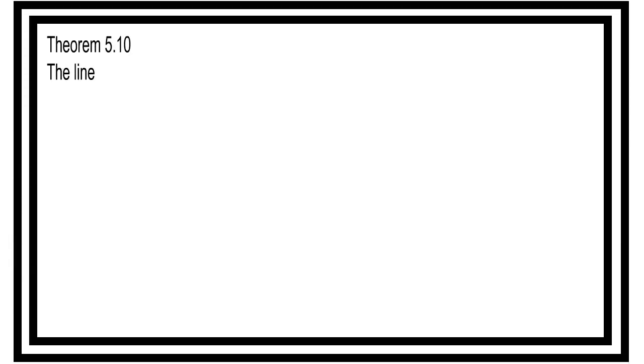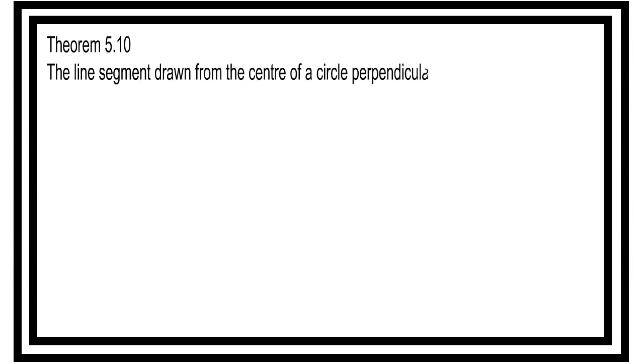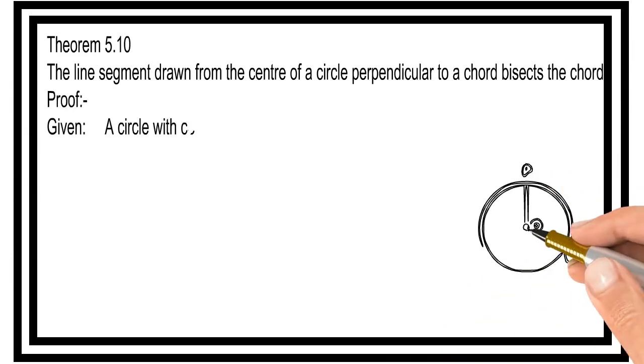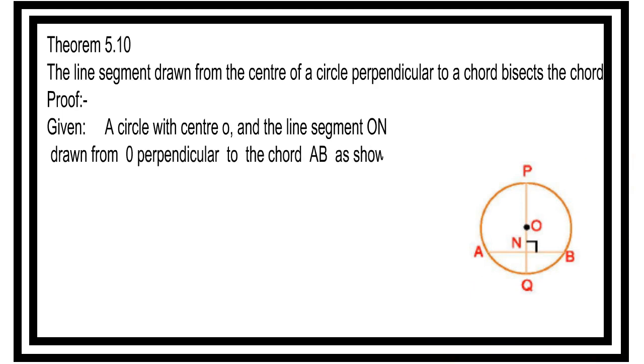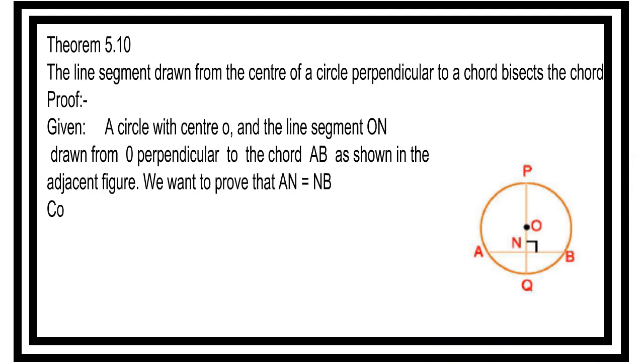The line segment drawn from the center of a circle perpendicular to a chord bisects the chord. Prove. Given a circle with center O, and the line segment ON drawn from O perpendicular to the chord AB as shown in the adjacent figure. We want to prove that AN equals NB.